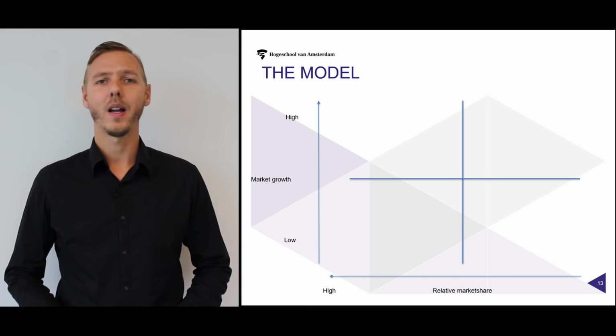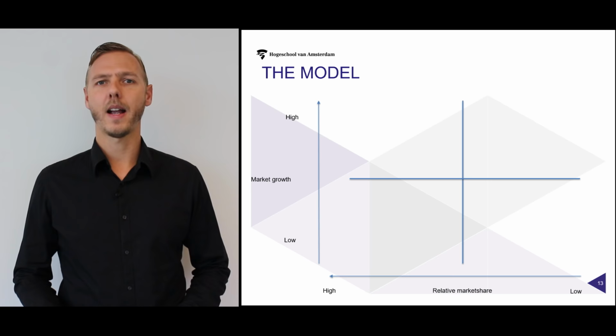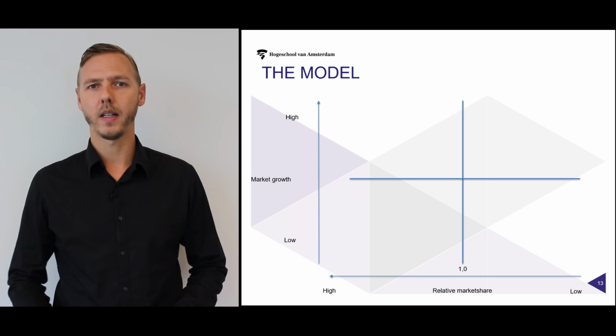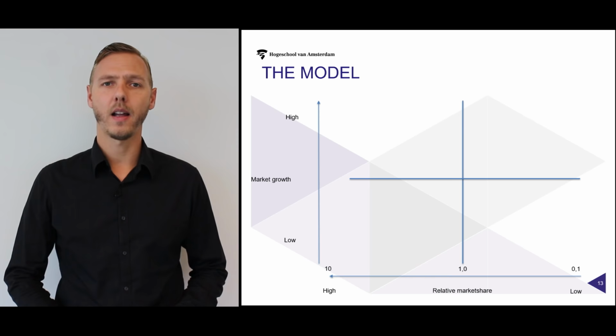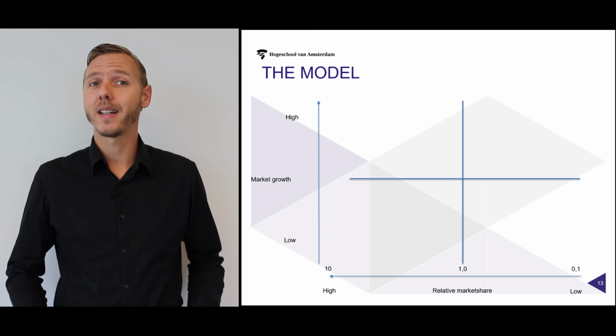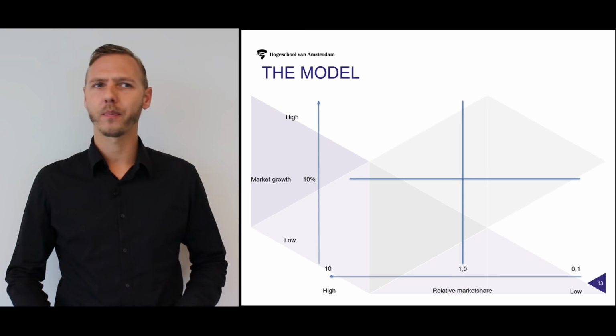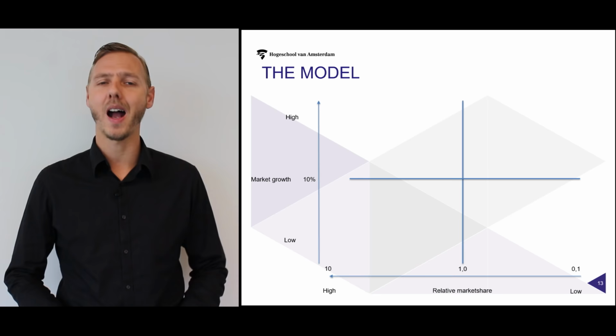The center of this x-axis tells you 1.0. This is an index, so you don't use any percentage on this axis, but a 1.0 in the middle, a 0.1 on the right side, and a 10 on the left side. As for the center of the market growth, it's stated in 1968 that 10% is an average. Now I have to be honest, and this is one of the cons of this model, 10% market growth nowadays is pretty high. So you might wonder, why is the average 10%?